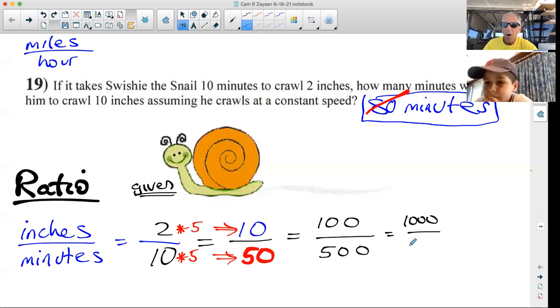Hi, Mr. Kramer. Oh, hey. So I'm really kind of excited about this because we're doing this question about miles per hour, but instead it's a snail. So we're doing inches per minute, and the given information was a 2 to 10 ratio, and Cam was able to get 50 minutes for 10 inches, but then Cam started seeing these connections that you can make a ratio anything as long as you are consistent. And so I was kind of, here's the tricky thing.